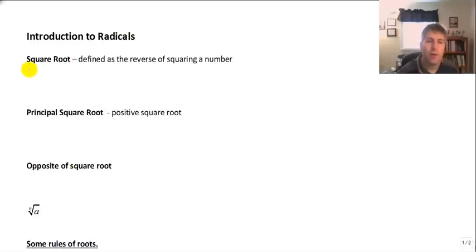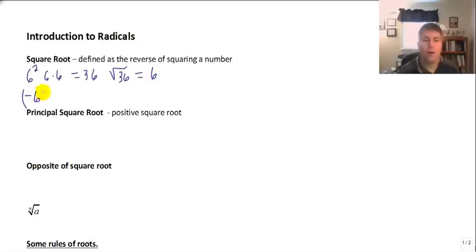So if we have a number like 6 and we square it, or 6 times 6, well, we know that is equal to 36. So the square root of 36, now we're seeking the number that we multiply 2 times in a row that gives us a product of 36. And of course, that is 6.